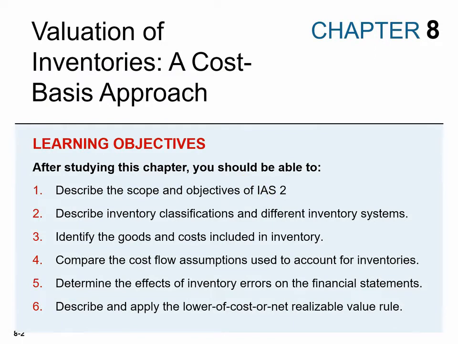So first of all, we will talk about the scope and objectives of this standard, and then we will define inventory. We will learn about its different types and how it is classified. Then the next step, we will talk about costs included in inventory. After that, we will talk about cost flow assumptions such as FIFO and average cost.